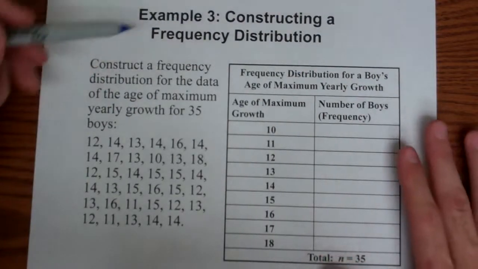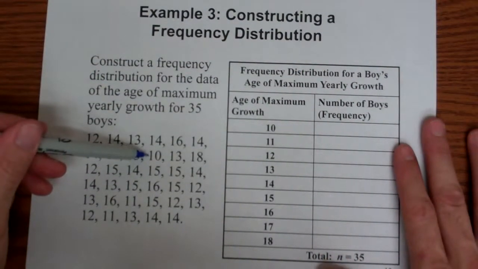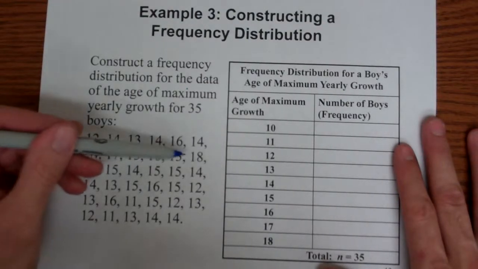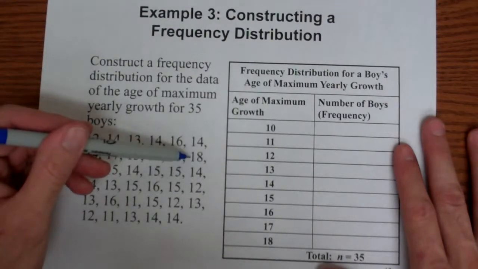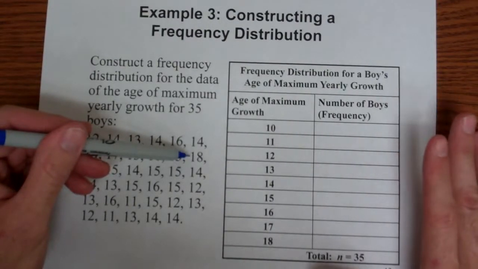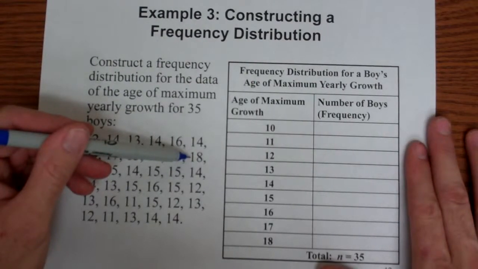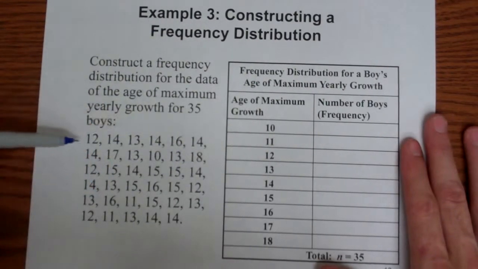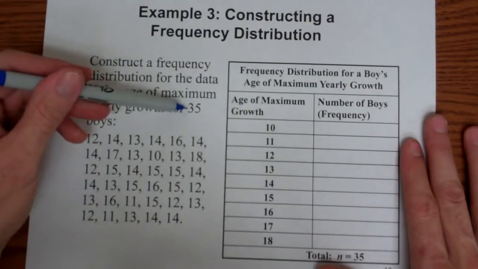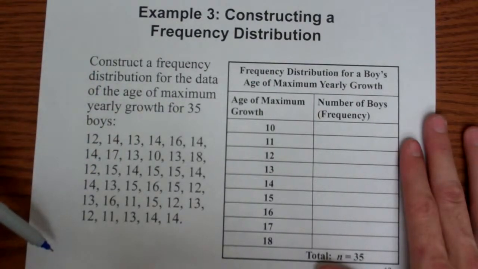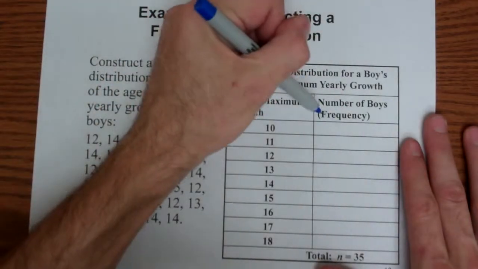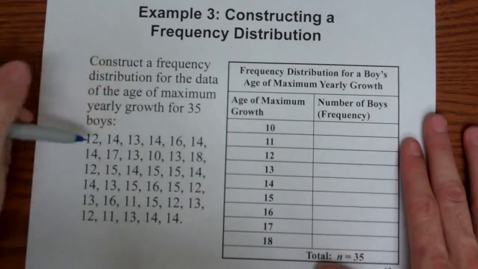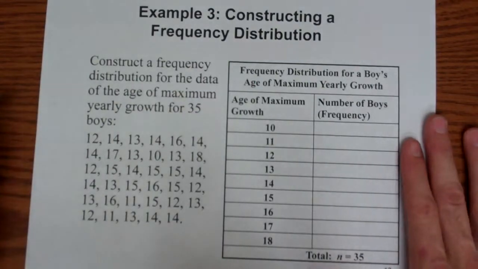So we go through and we say, all right, our smallest number is 10. The boy hit the growth spurt really early. And then we have the biggest number is 18. And so this was a boy who hit his growth spurt fairly late in life, right? We're looking at more adolescence. But we have all of these 35 years of maximum growth. And so what I want to do is see if there's some sort of a pattern by going through and marking the frequency at which the 10, the 11, and the 12, and so on and so forth show up.